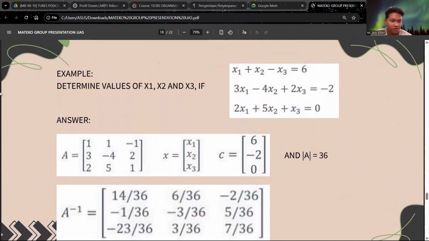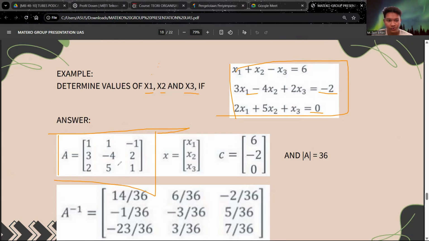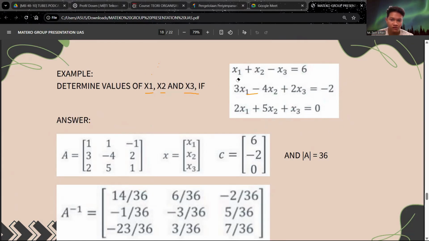So the example. Determine the values of x1, x2, and x3. We have x1 plus x2 minus x3 equal to 6. 3x1 minus 4x2 plus 2x3 equal to minus 2. 2x1 plus 5x2 plus x3 equal to 0. Then the answer is, we have this. From where can I get this number? So we must divide this into A section, X section, and C.